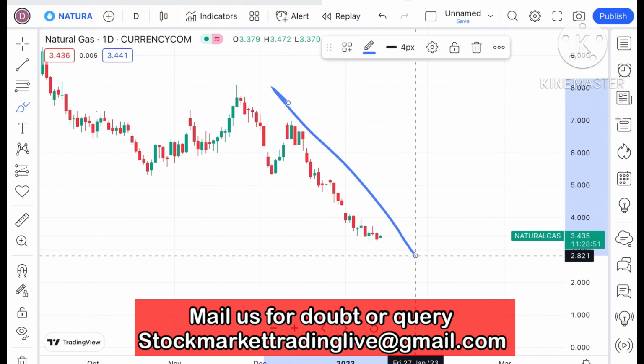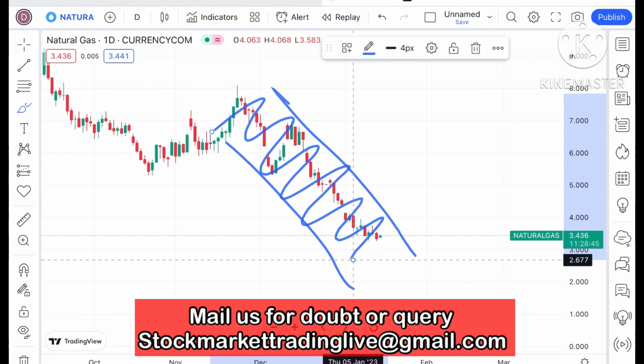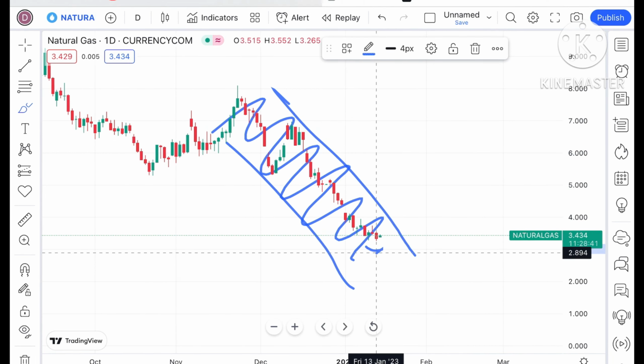But this downside that we have seen is quite volatile, in a volatile range, descending in order. You can see a swing is forming at this particular level. A green candle is trying to form. This is the first thing.